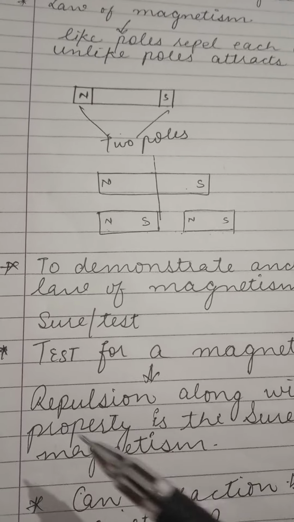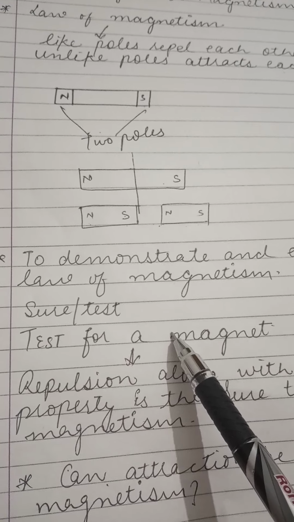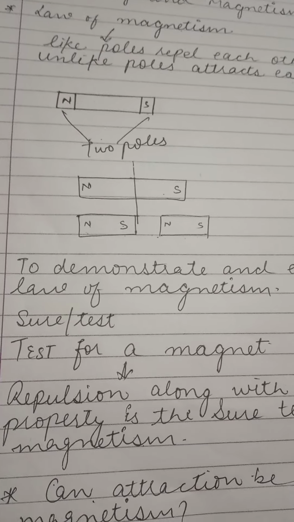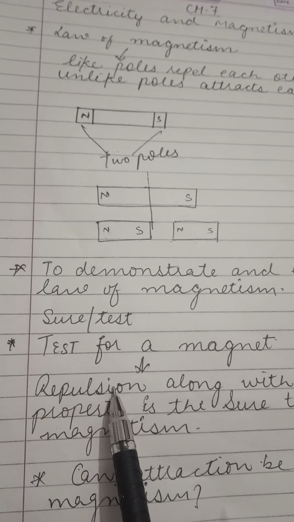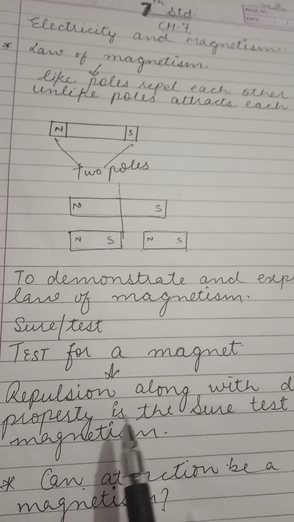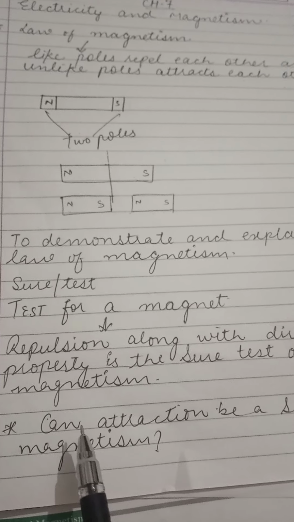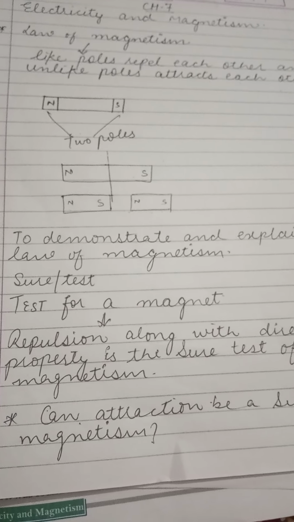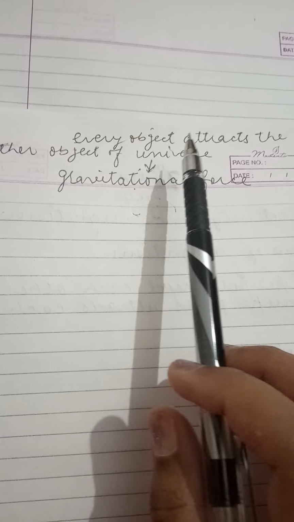Now our next topic is the sure test, or test for a magnet. So what is the sure test of a magnet? How can we explain it with the help of some simple examples? First of all, repulsion along with the directional property is the sure test of magnetism. So one question arises here: can attraction be a sure test of magnetism? Let us try to answer this question.